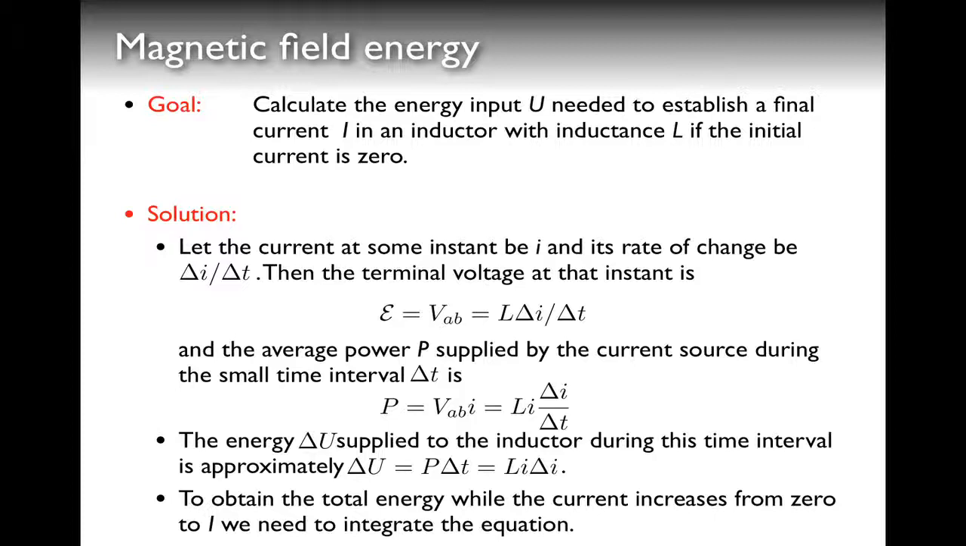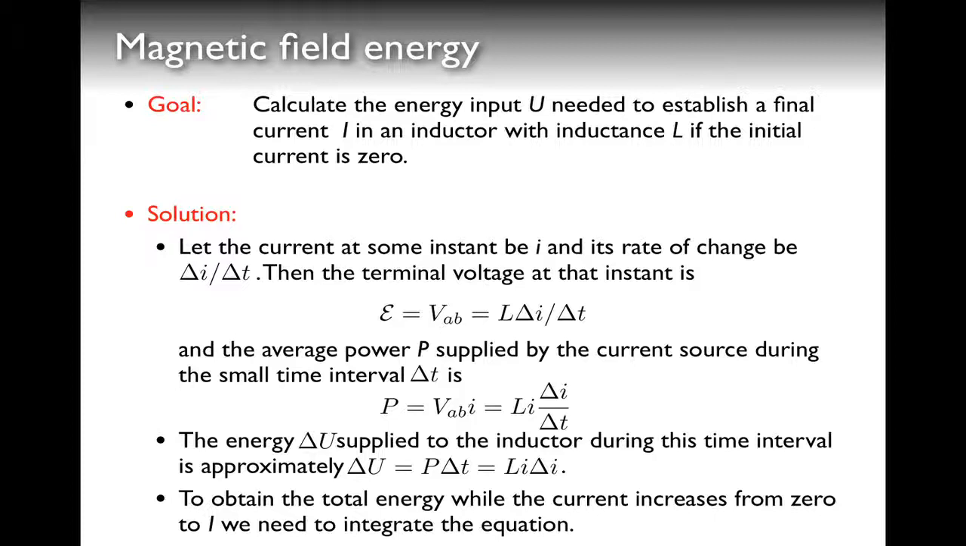What we then can do is look at the terminal voltage at that particular instant, and that's going to be V equals L di/dt, given the equations we just learned for self-inductance. And now we can look at the average power supplied by this current during a small interval delta t. This power is just going to be the terminal voltage times the current i, which is L di/dt times the current i.